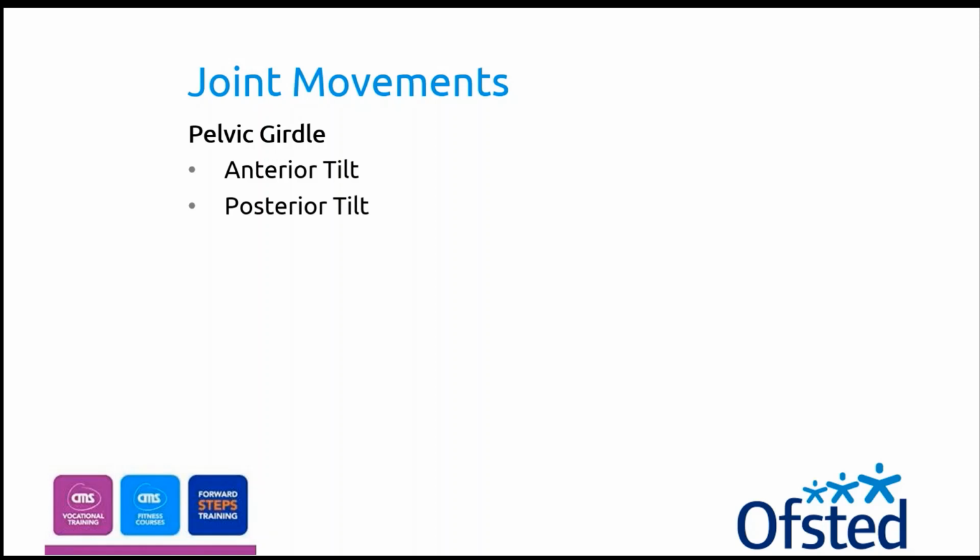So if we tilt it forwards, that normally gives us a bit of an inward curve in our lower back. If we try and tilt it backwards, that will make us round in our lower back.